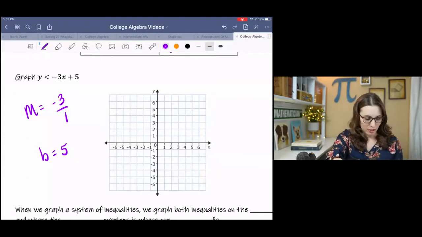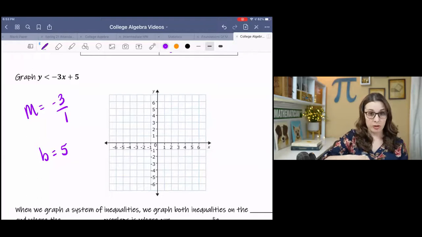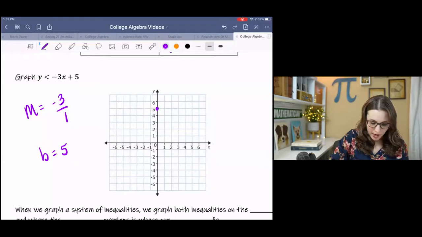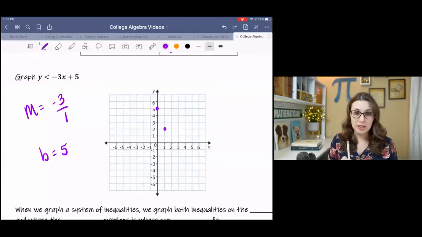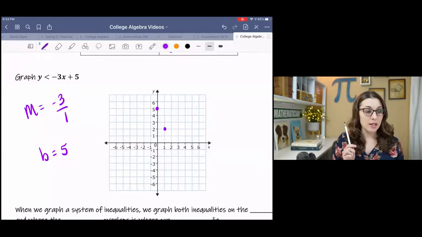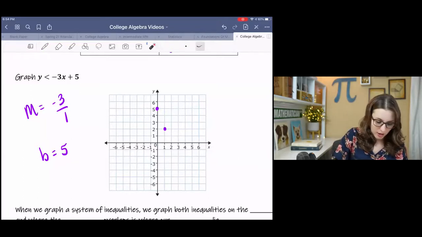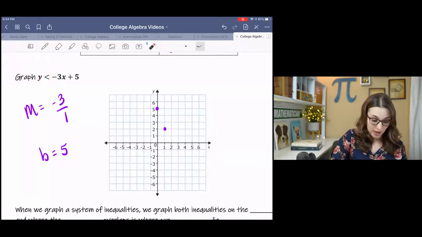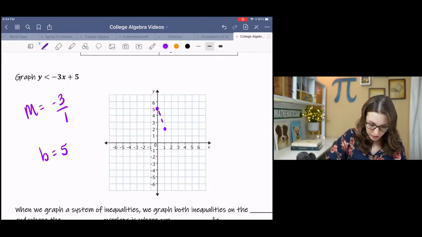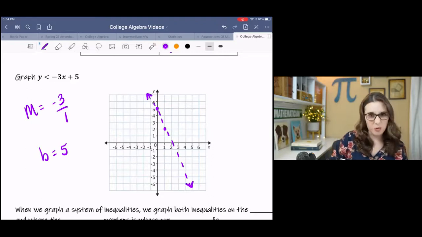Sorry about that. So the slope is -3 and the y-intercept is 5. We're going to graph that really quick, like normal, 5, and then we go down 3, right, 1. And then now is where it's a little bit different. I need to see if the line is dashed or solid. So I look at the inequality, and since it's less than, it's going to be a dashed line. It's not exactly straight, but you get the point. Try to do it as straight as possible.